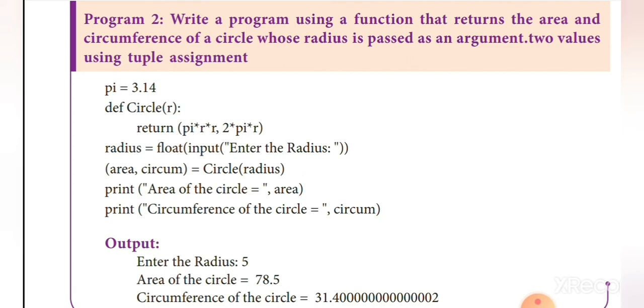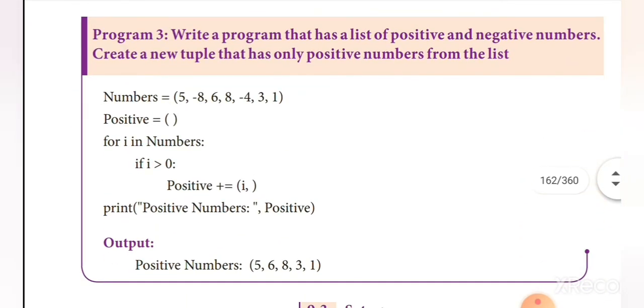Now in this program you understand how a function can return more than one value in Python by using tuple elements. Here area comma circum, both of them together form a tuple. We already know tuples are declared within parentheses, normal parentheses. Next program, we are going to write a program that has a list of positive and negative numbers. Create a new tuple that has only positive numbers from the list. So we are getting both positive and negative numbers, and from that list we separate only the positive numbers.